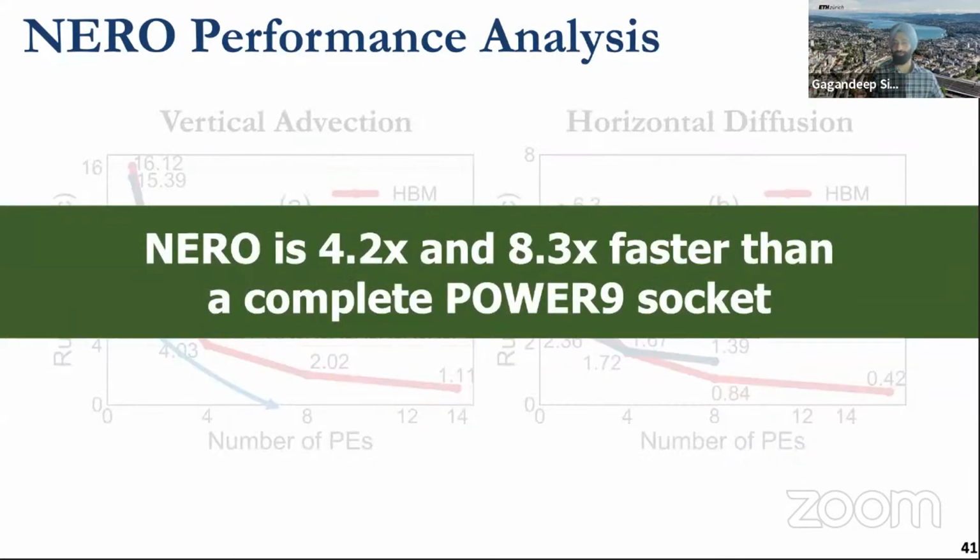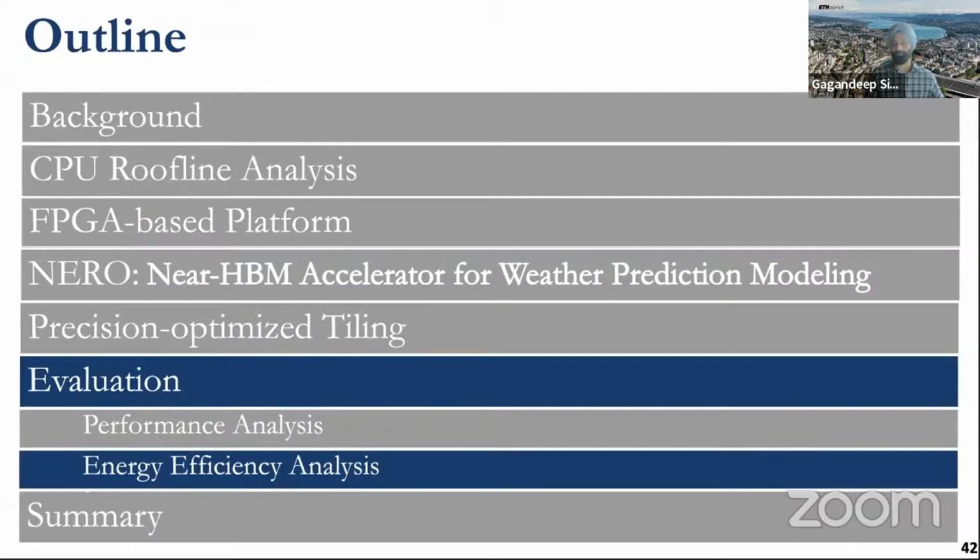We also performed similar studies for horizontal diffusion. There, using our careful design and different techniques, we were able to get 4.2x and 8.3x faster performance than a complete Power 9 socket. We also performed an energy efficiency analysis of our design. We understand that we can get a lot of performance from different channels, but we also wanted to study how the energy efficiency would behave when we scale the number of channels.